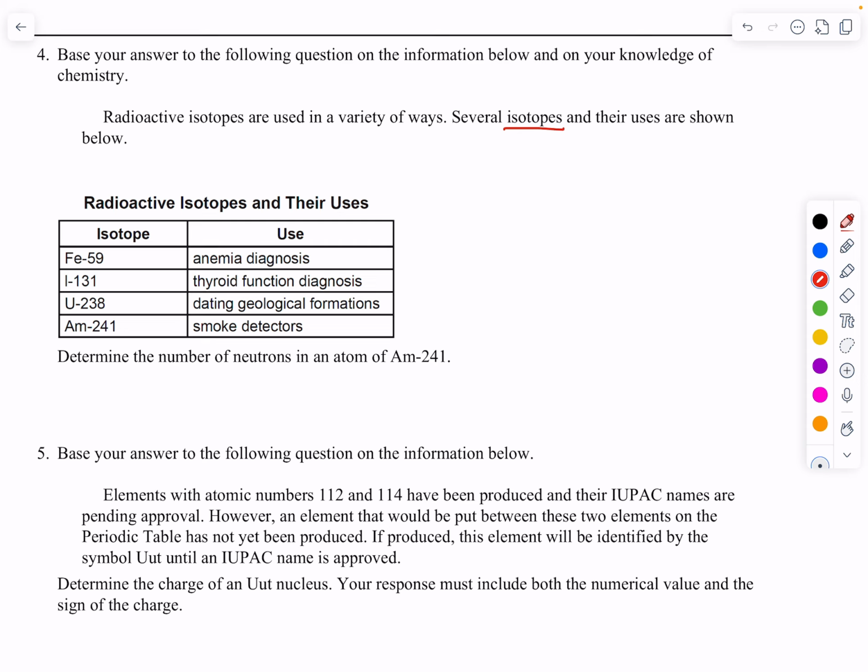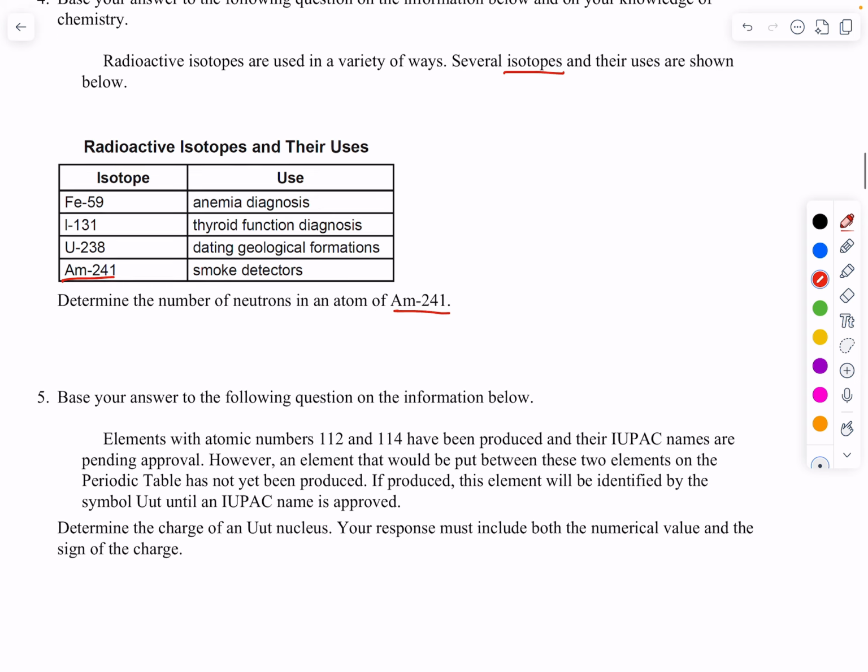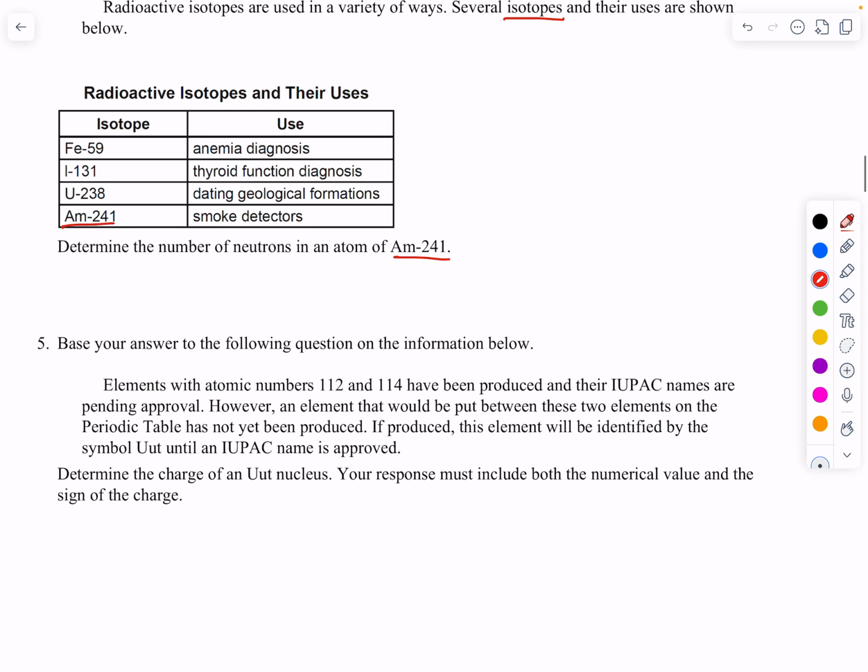It says to determine the number of neutrons in an atom of Am-241. We have Am-241 in the table. It's used in smoke detectors. In this particular question, that information isn't important to us. We just want to know the number of neutrons. To understand this question, you need to understand that this is the symbol of a certain element, and this second number is not the atomic number, it's the mass.